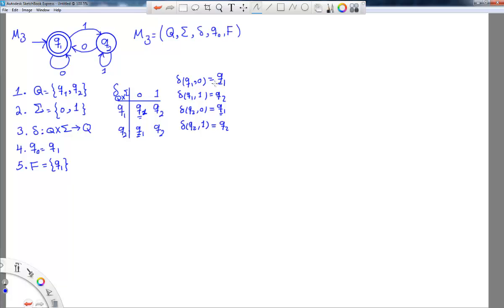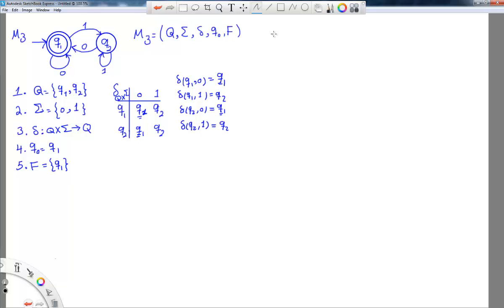Now if we want to see the processing of this machine and what kind of language it accepts, looking at the previous example, M sub 2 recognized the language of all the strings that ended with a 1, because all of the arrows with label 1 ended in Q sub 2, and Q sub 2 was an accept state. In this example, all of the arrows that have 0 as labels end up in Q sub 1, and Q sub 1 is an accept state. So we immediately see that this machine accepts any string that ends with a 0.